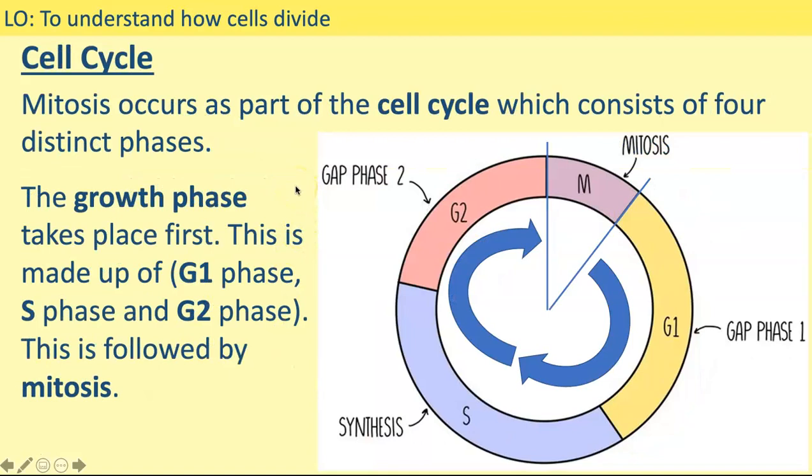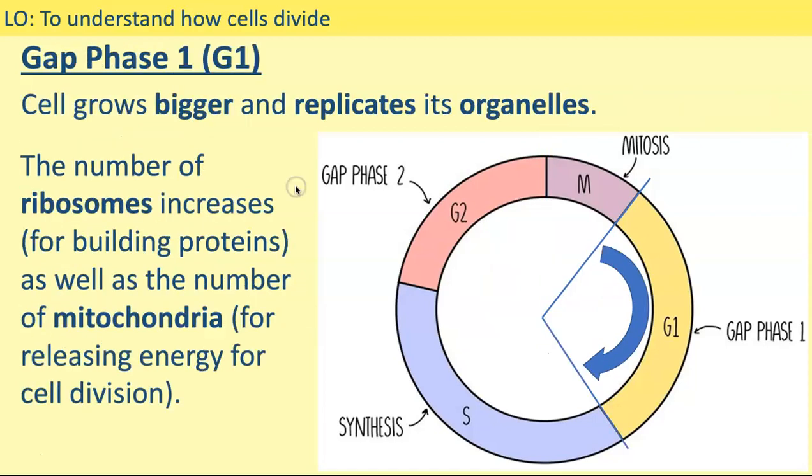The cell cycle as a whole consists of 4 distinct stages, and mitosis is one of those stages. We have a growth phase, which is made up of 3 phases, and then we have mitosis. So the first phase of growth phase is gap phase 1. So the cell grows bigger, it replicates its organelles, so the number of ribosomes increase, and this helps the cell to build proteins. And the number of mitochondria also increases, and this provides the cell with energy for cell division.